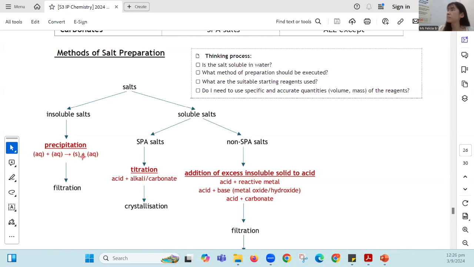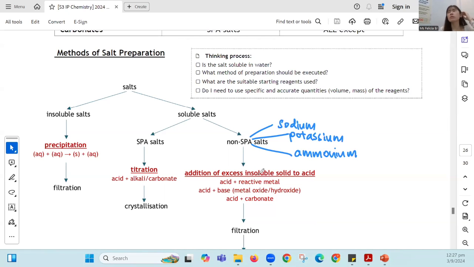Which is your solid. That's why precipitation, you must remember, is a very iconic equation: aqueous plus aqueous equals solid plus aqueous. So it's always like that. But if your salt is soluble, then you check, is it SPA or not? SPA meaning sodium, potassium, ammonium. In case you forget, I write it down over here for you. Sodium, potassium, and ammonium. So as long as your salt doesn't have these three, you will do the add excess method.